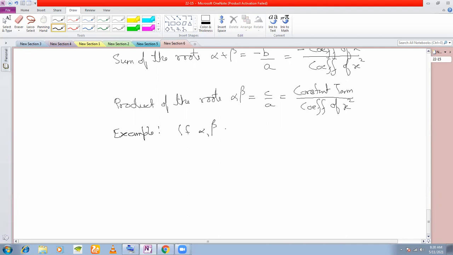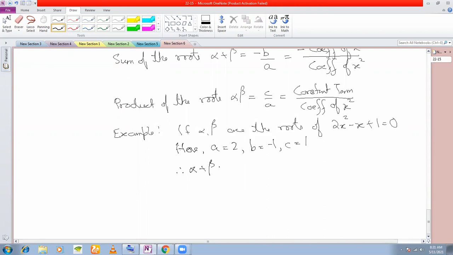If I consider alpha beta to be the roots of 2x square minus x plus 1 equal to 0, then what can I say about the sum? Alpha plus beta is equal to minus b by a. What is b here? Let me write the coefficient for your convenience, but you will do this directly instead of writing the coefficients. So here a is equal to 2, b is equal to minus 1, and you have c is equal to 1. Therefore, what should be the product?